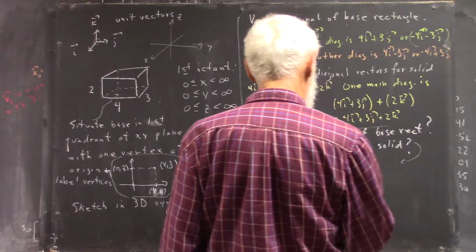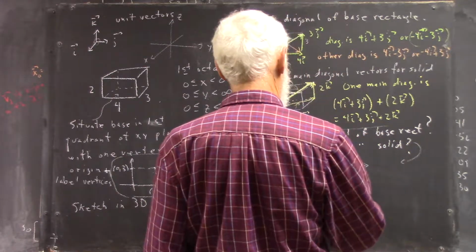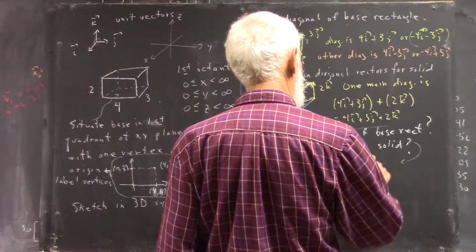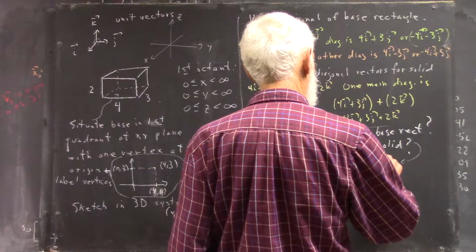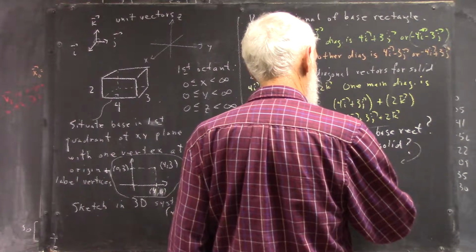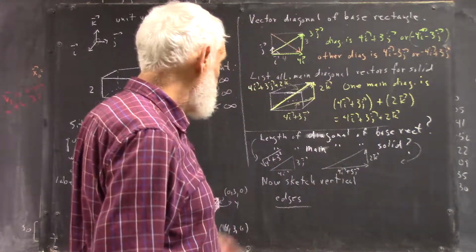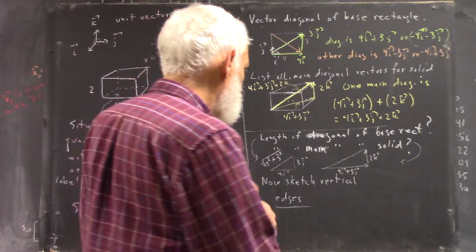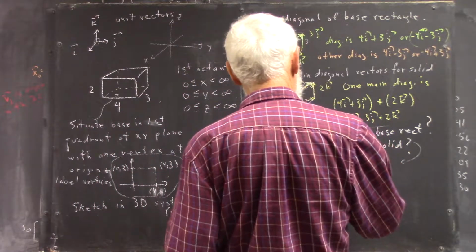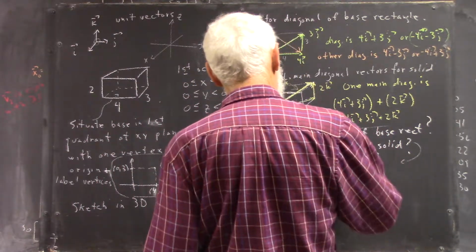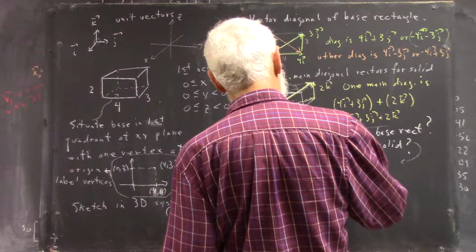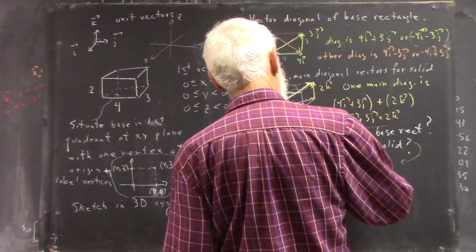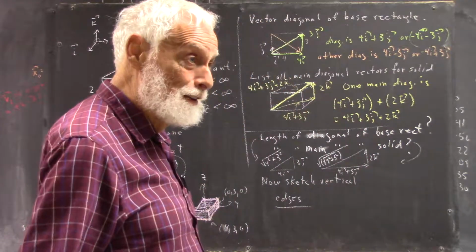For the solid, we have 4i plus 3j and 2k, right? Now, since we've already got the length of this one, it's going to be the square root of what? Well, it's going to be the square root of the square of the square root of 4 squared plus 3 squared. I think I might have said too many square roots there, but you get the idea, right?